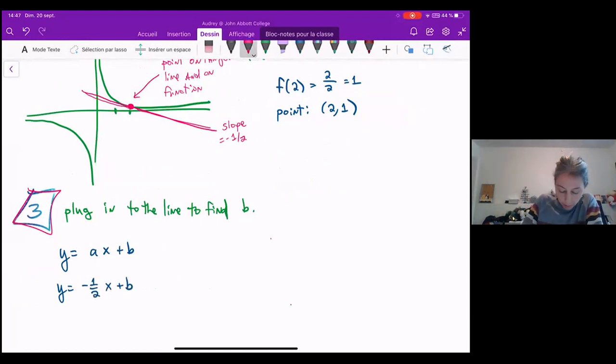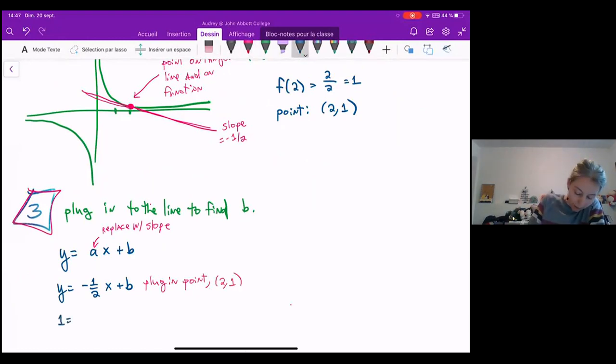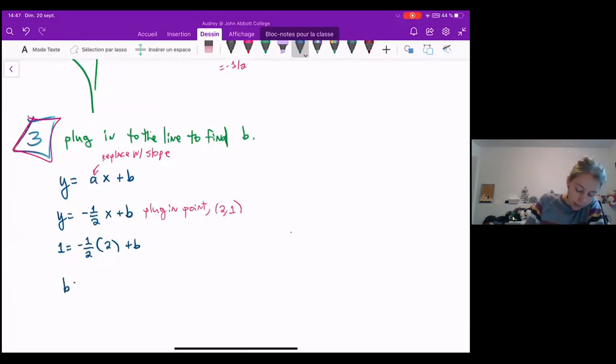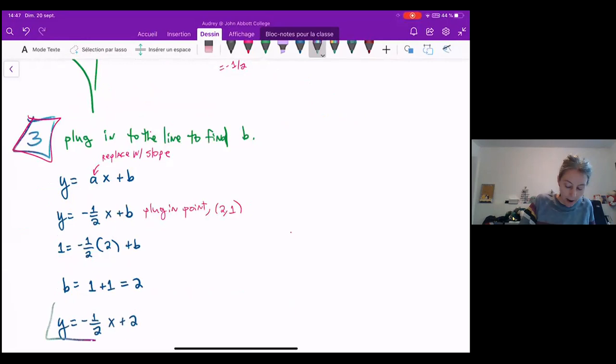So I'm plugging in the point to this. So I replace a with the slope. And now I want to plug in the point, which is (2, 1). So that means my x value is 2, my y value is 1. So I have negative 1/2 times 2 plus b. And I get that b is equal to 1 plus 1, which equals 2. And my line is therefore negative 1/2 x plus 2. That is the equation of my tangent line.